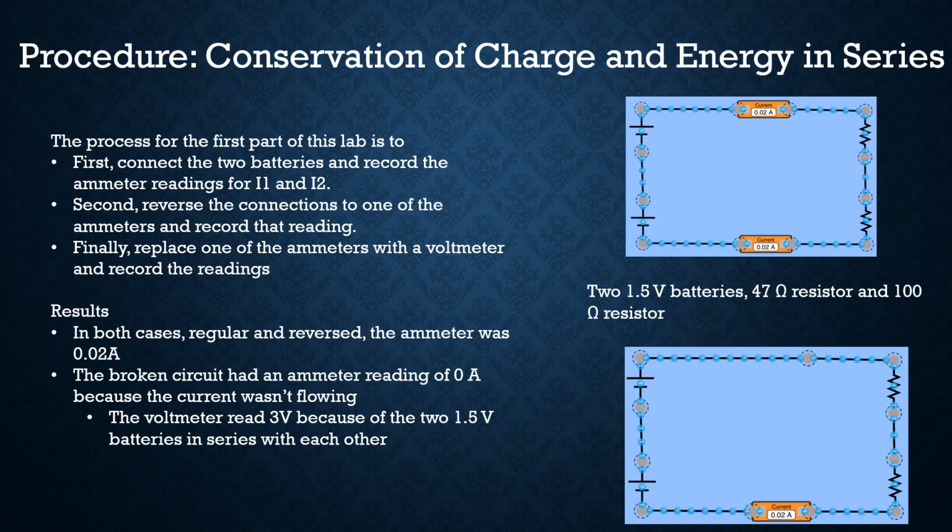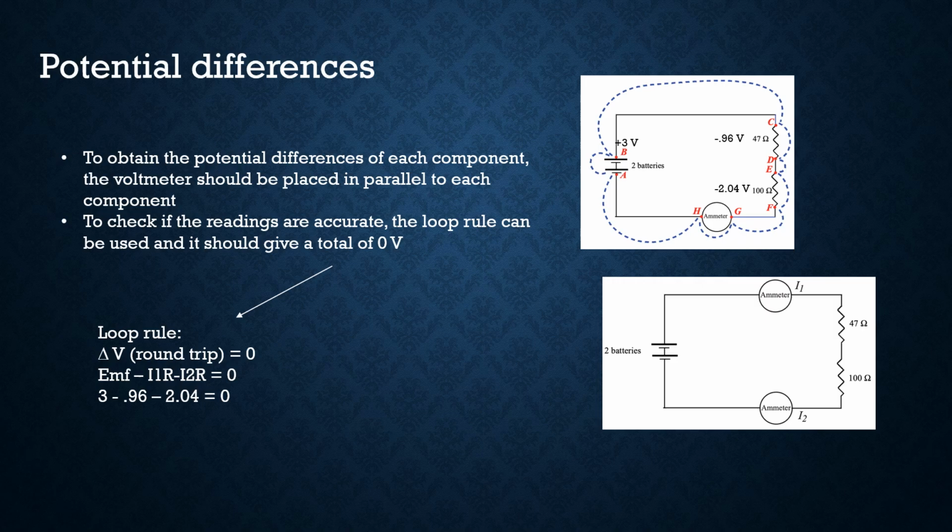The broken circuit had an ammeter reading of 0 amps because the current wasn't flowing, and the voltmeter read 3 volts because of the 2 1.5 volt batteries in series. Now, to find the potential differences of each component, use the voltmeter and set it up in parallel with each component to check if the readings are accurate.